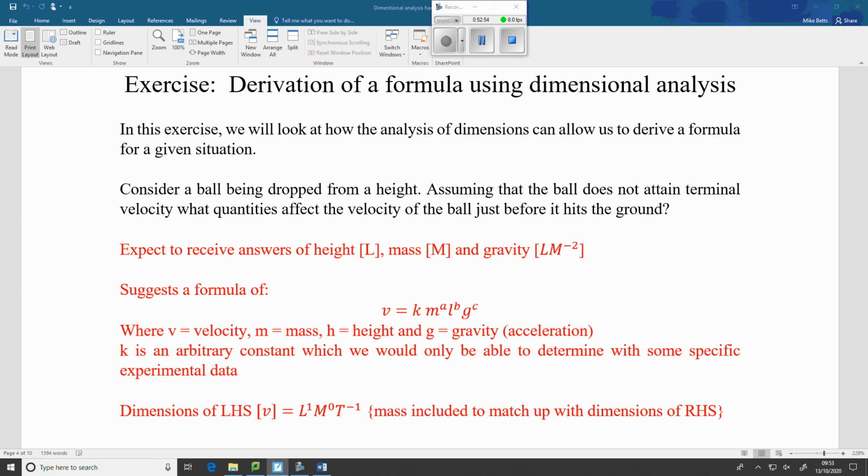That bit would stay the same, M L minus 3. And then we've got to square the indices. I've got to multiply the indices of these two by 2. So I'm just going to L squared, 1 times 2, T to the minus 2.